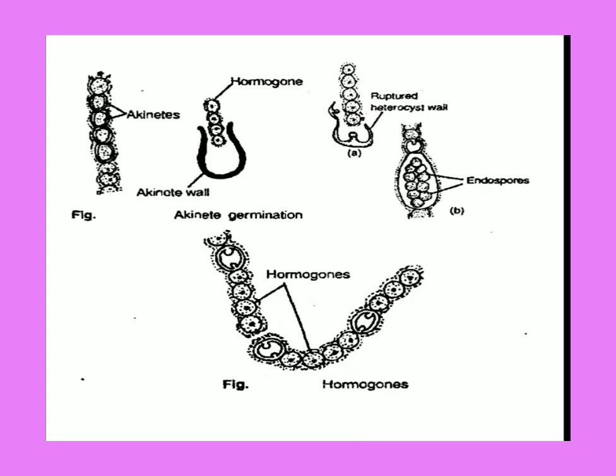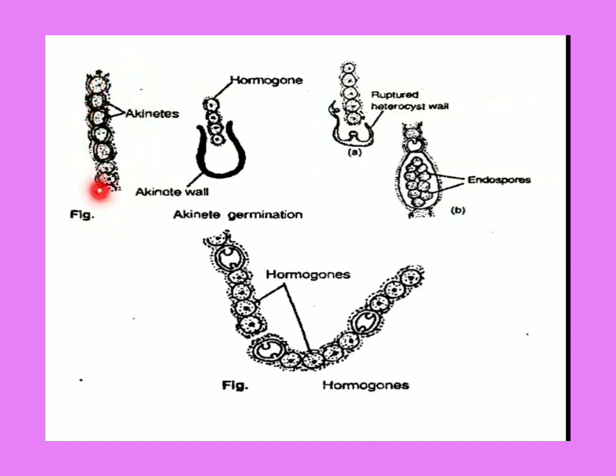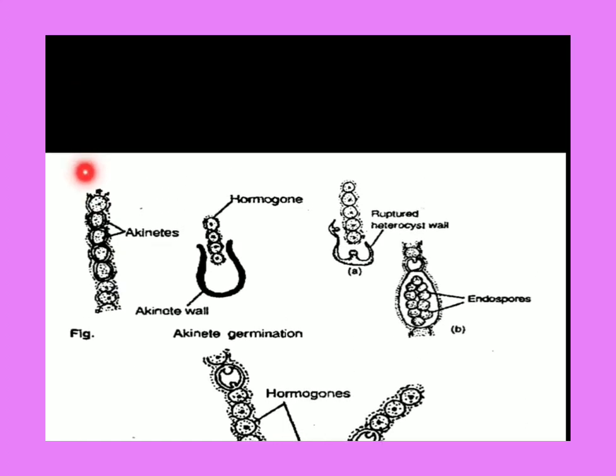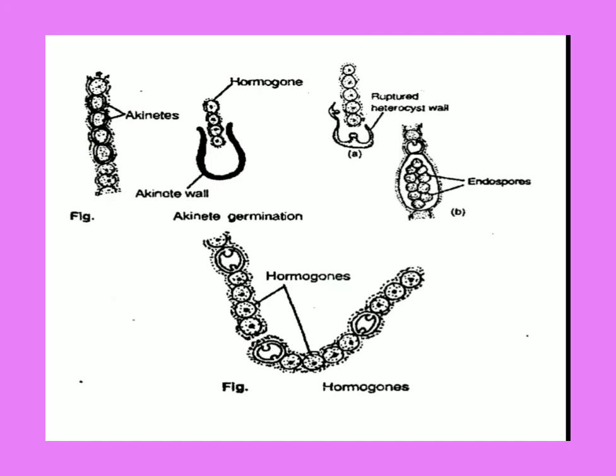this is the structure of Nostoc. In unfavorable conditions, the algae face stress. Some cells store reserve food and make their cell wall thick. When there are favorable conditions, they germinate, because their cells were converted into spores during the unfavorable conditions, and they germinate into the new plant body.